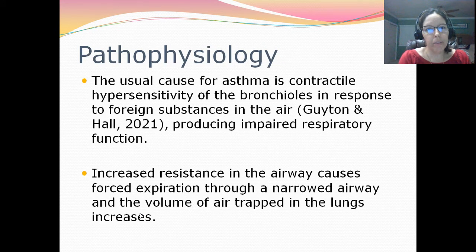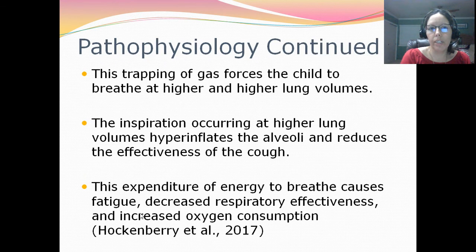So let's talk about the pathophysiology of asthma. The usual cause for asthma is contractile hypersensitivity of the bronchioles in response to foreign substances in the air, which then produces impaired respiratory function. Then the increased resistance in the airway causes forced expiration through a narrowed airway, and the volume of air trapped in the lungs will increase.